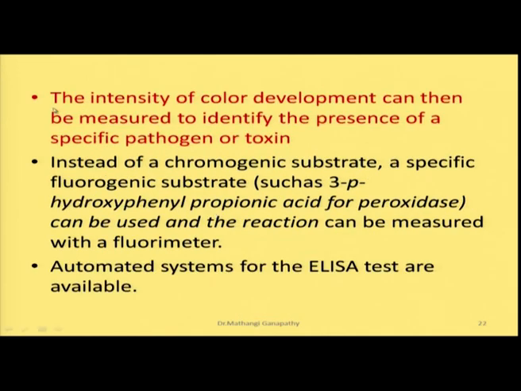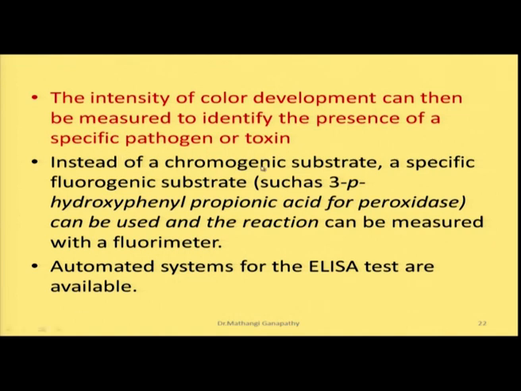So what happens here is the intensity of the color development can then be measured to identify the presence of a specific pathogen or toxin. So the type of color, the intensity of the color which develops will not only tell you the pathogen but also how concentrated it is, because then the color will be intense.